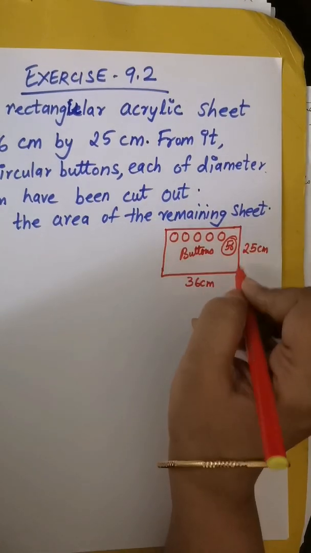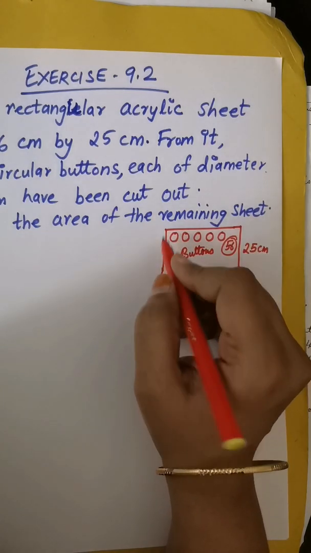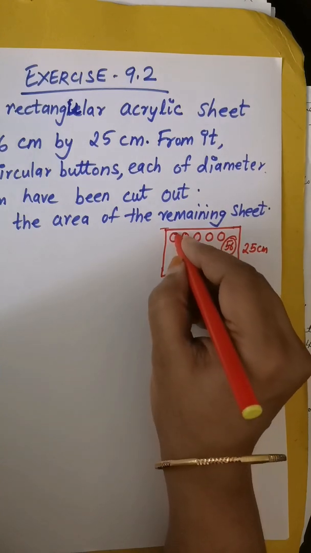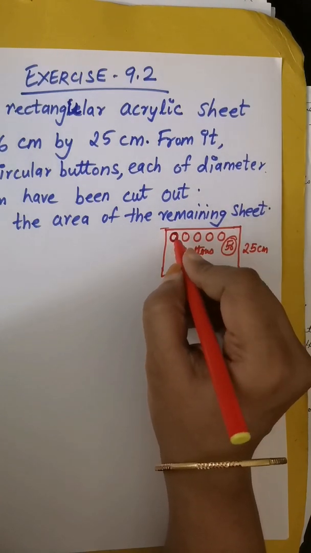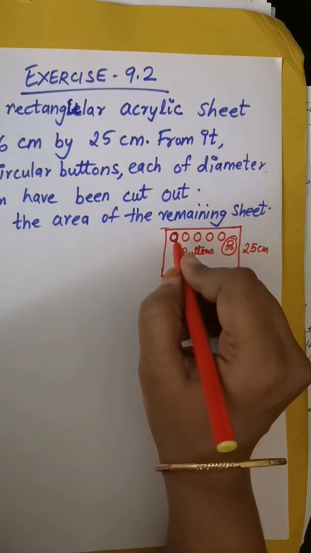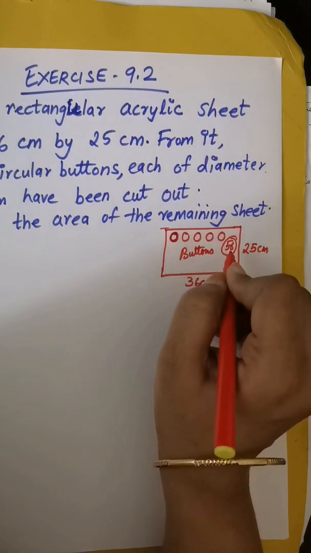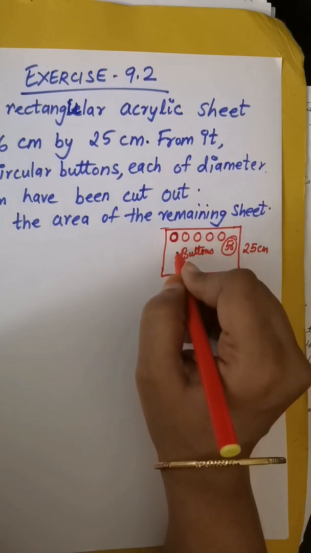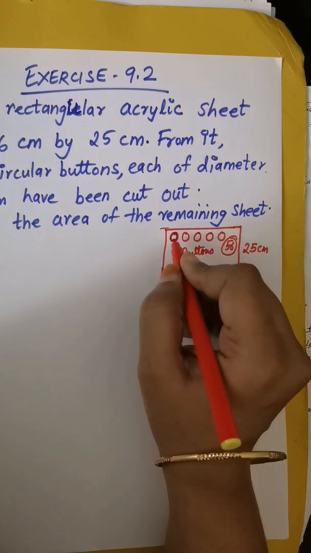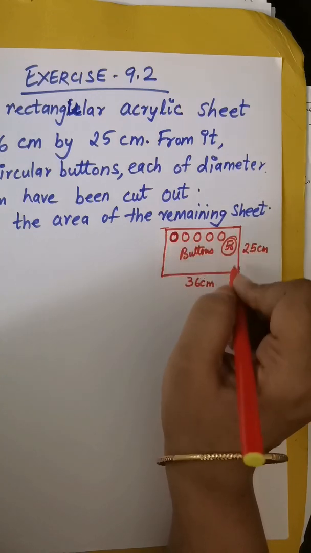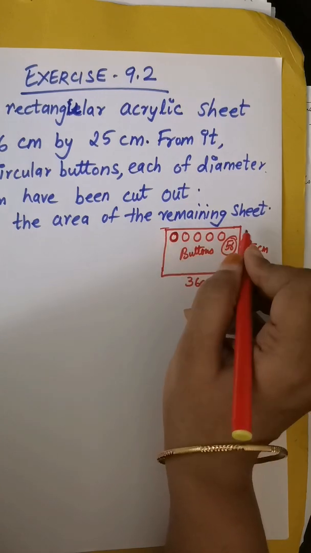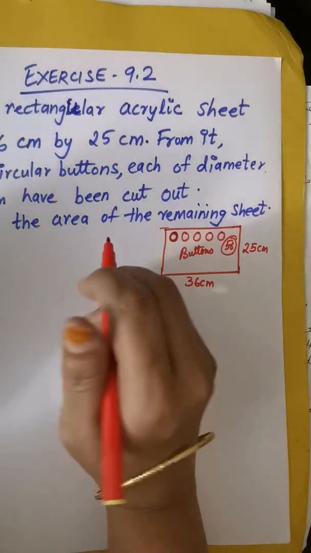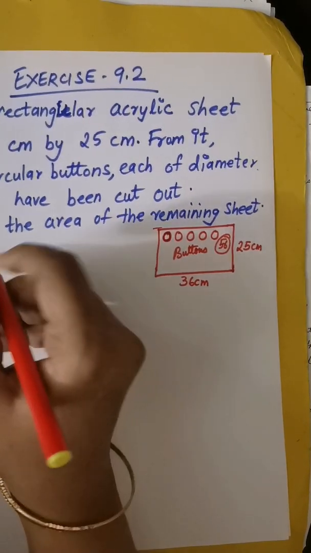So to find the area of the remaining sheet, we will first find the area of the rectangle. Then we will find the area of one circular button. Then we will multiply one circular button by 56 because 56 buttons are there. So we will subtract the area of 56 buttons from the area of the rectangular acrylic sheet. In this way we will get the area of the remaining sheet. Come on, we'll start.